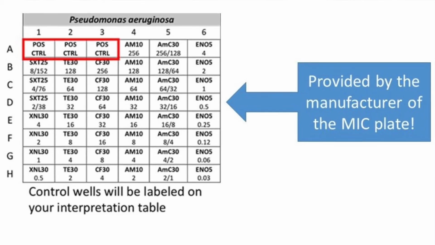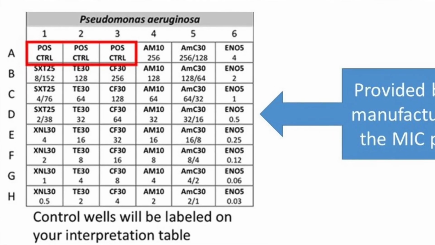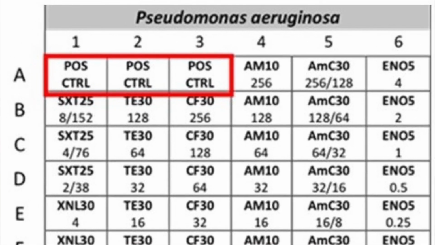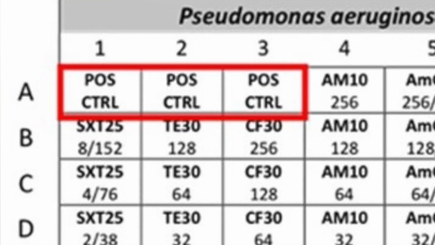On every MIC plate, you will have a few control wells. These are really important because in the case of a positive control well, you want to make sure that your inoculum is actually growing. So before you look at any other well to get an interpretation, you must look at your control wells to see if they're doing what they're supposed to.